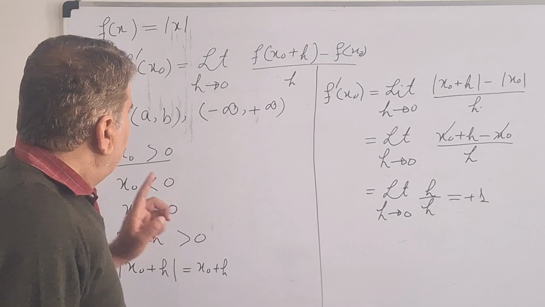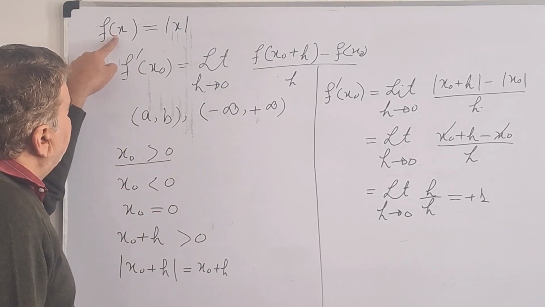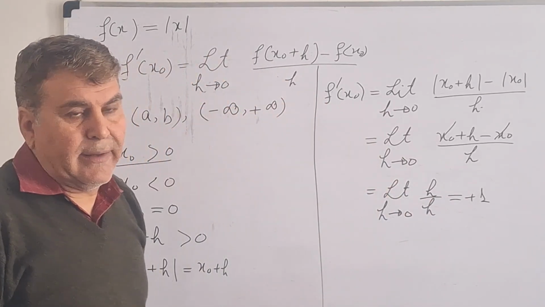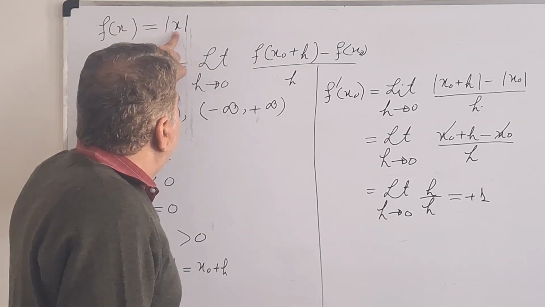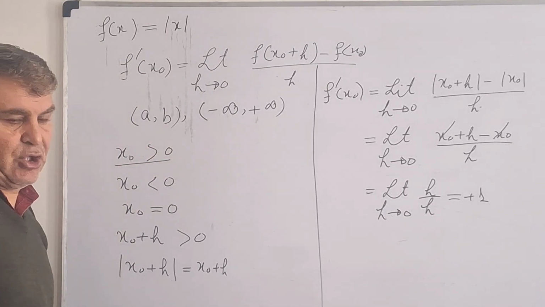So that means for x naught greater than 0, the derivative of the function f of x exists, and that derivative is exactly equal to 1. Means the function absolute x is differentiable for x naught greater than 0.